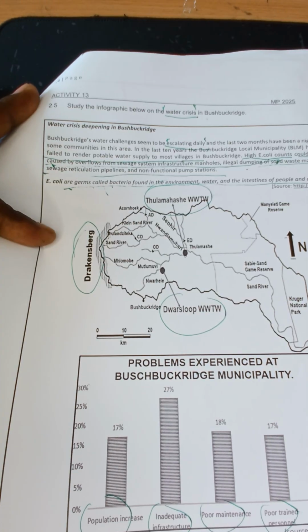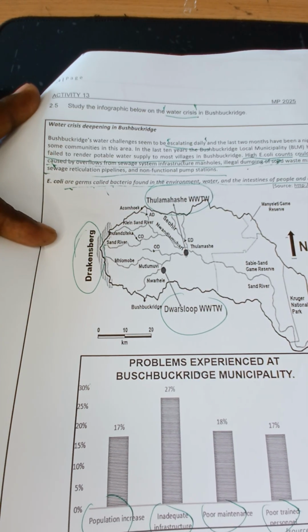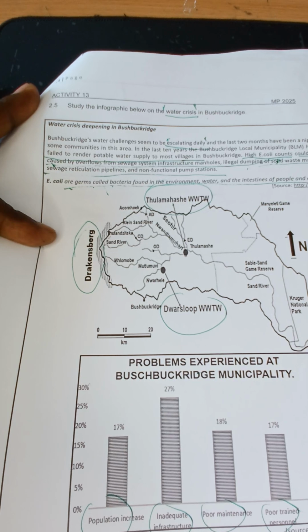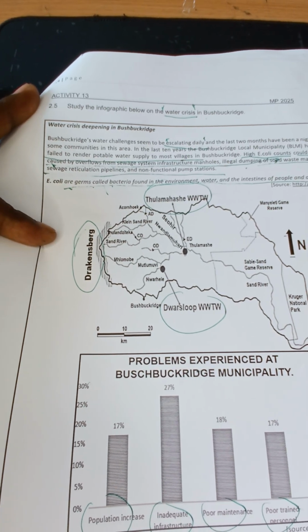Okay, overflows from sewage system, infrastructure, manholes, illegal dumping of solid waste material, best sewage reticulation pipelines, and non-functional pump station. So this is where you get your answer. Okay, so you get your 1 mark here, you get your 1, you get your 1 there.